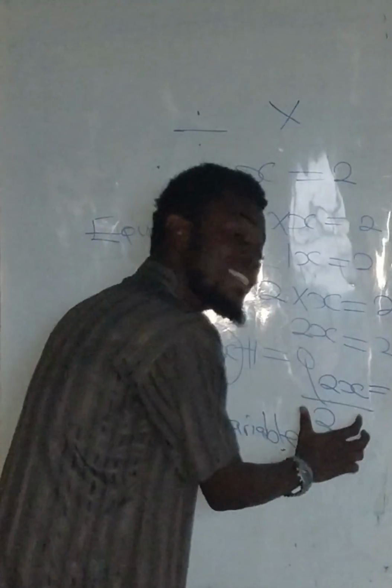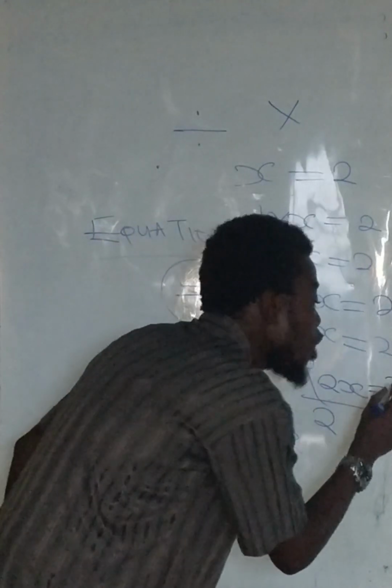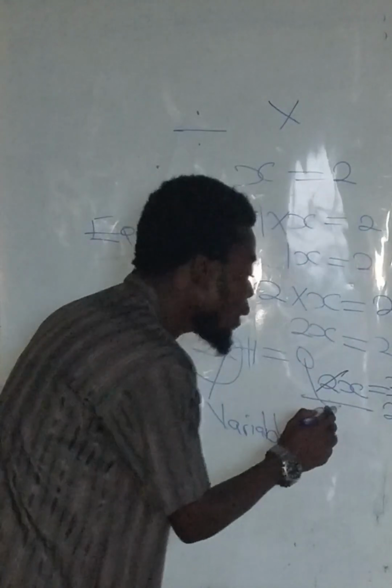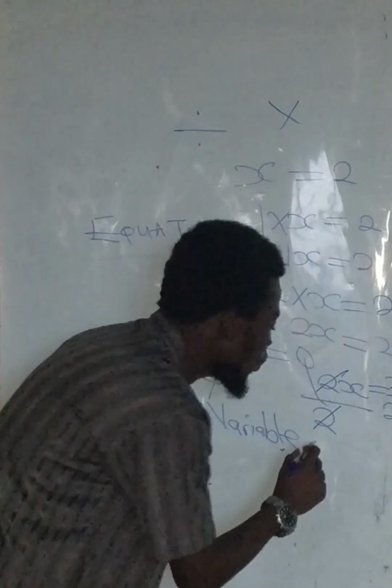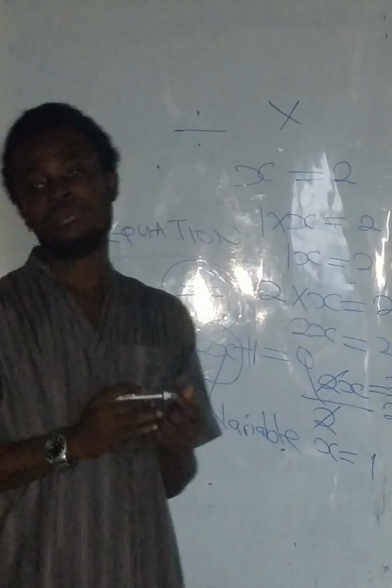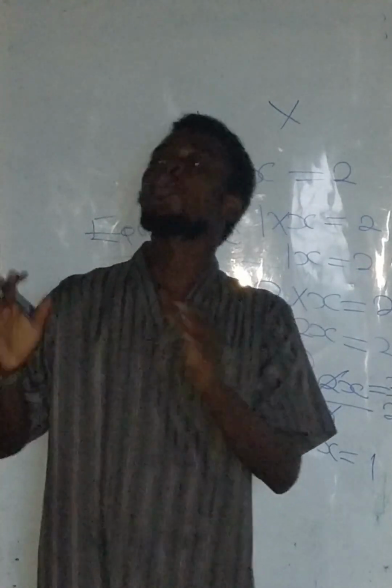So if we divide this side by 2, here also is equal to something divided by 2, right? So this and this will cancel. So we now have x equal to what? 1. Are we getting this concept here?